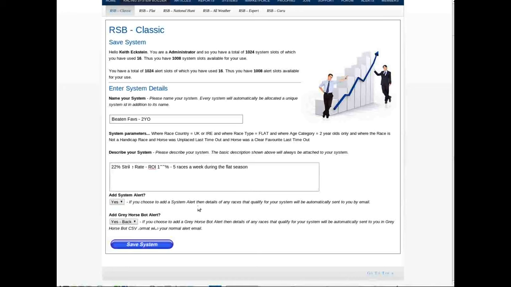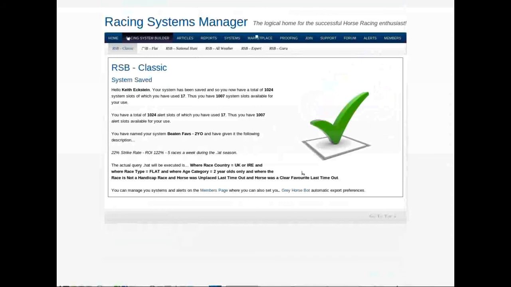And yes, I'm going to create a system alert. What this does is every time there's a qualifying race, I'll get an email detailing that race and the selected horse. And at the same time, I'm also going to create a Grey Horse Bot alert, and that means that with my alert email I'm going to get a small CSV file, which I can import into Grey Horse Bot to automatically put the bot bets on for me. And voila, as we say in France, that is all there is to it.